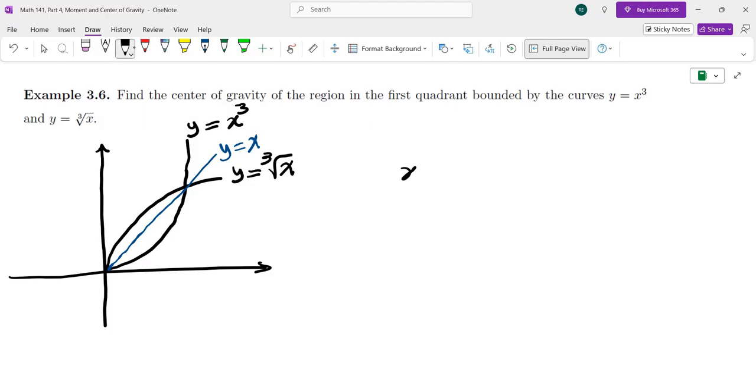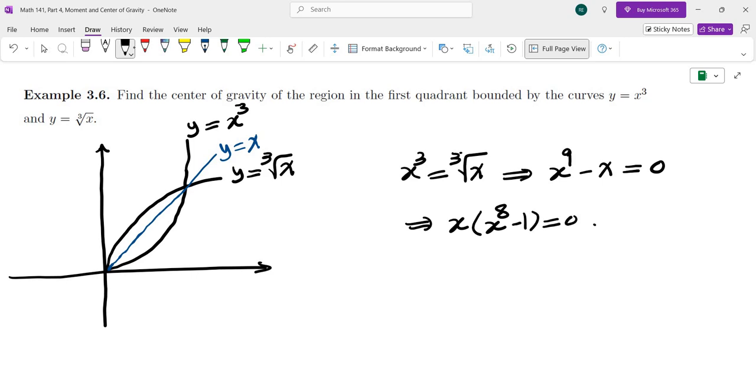Let's find the intersection. So x cubed equals cube root of x tells us that x to the 9th minus x equals 0. I cube both sides and move the x to the other side. We get x times (x to the 8th minus 1) equals 0. So that gives us x equals 0 or plus or minus 1. We are only interested in the portion in the first quadrant. So this is the region R that we're using. So we don't need to worry about x equals -1. And then we will have to find the area and the moment.